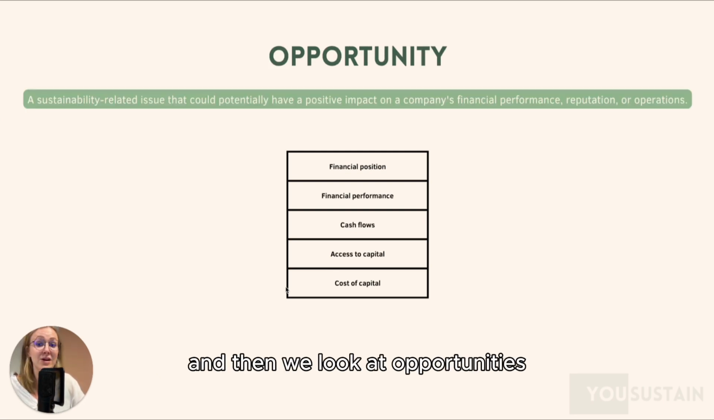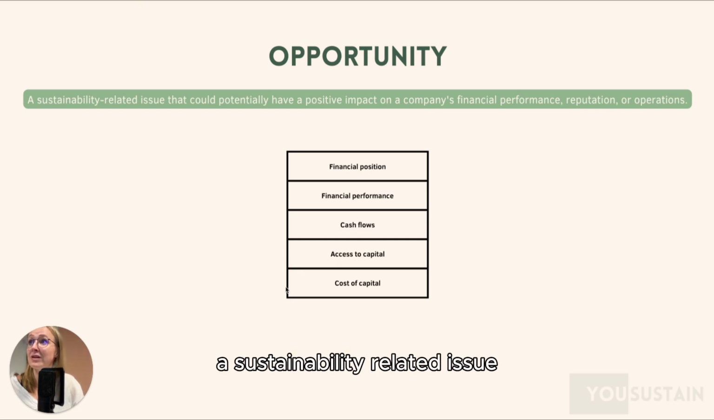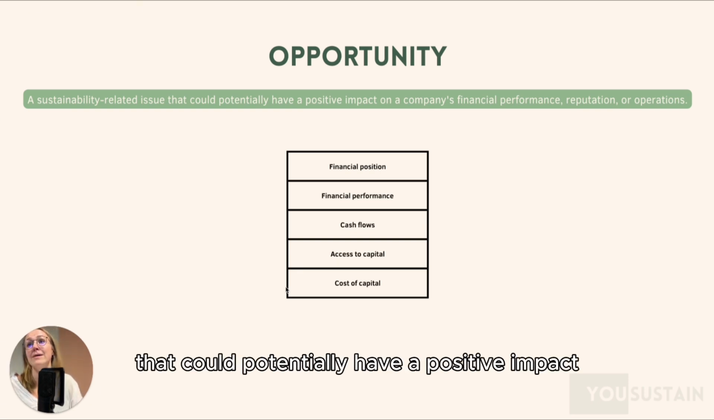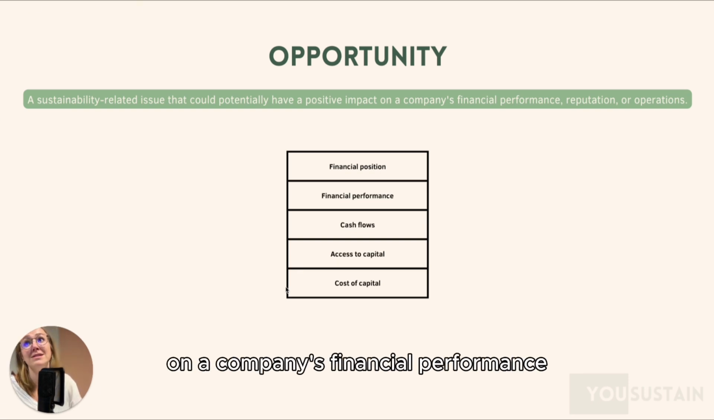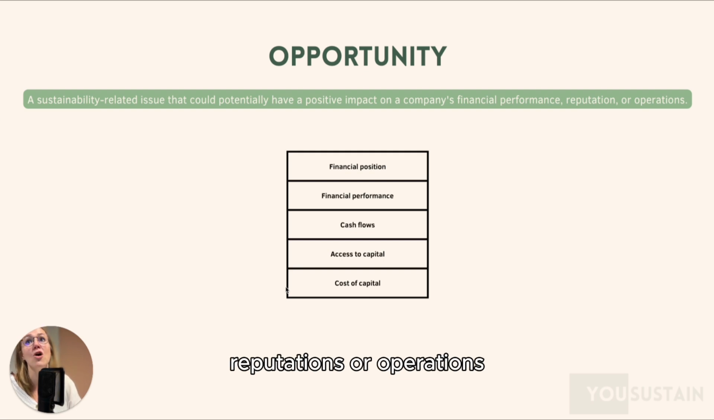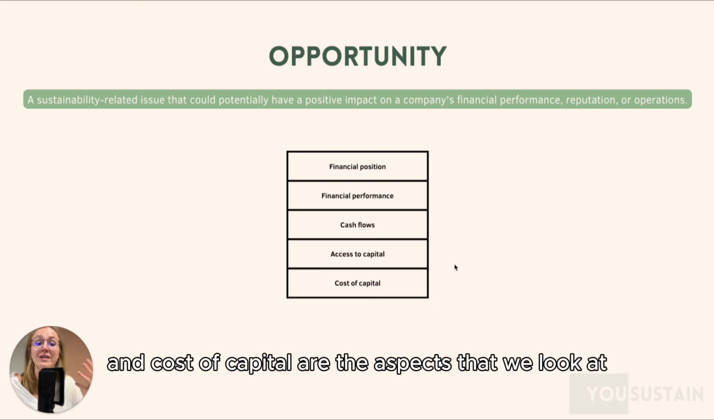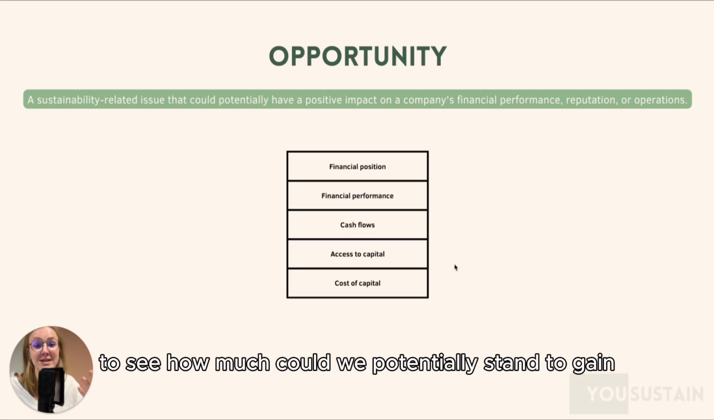And then we look at opportunities: a sustainability-related issue that could potentially have a positive impact on a company's financial performance, reputation, or operations. Again, financial position, financial performance, cash flows, access to capital, and cost of capital are the aspects that we look at to see how much we could potentially stand to gain.